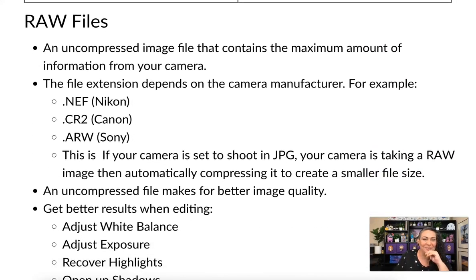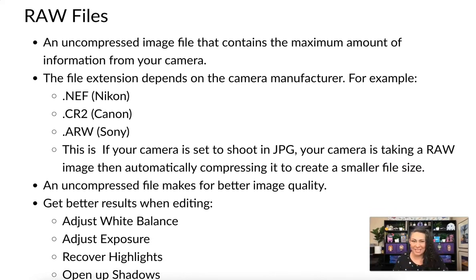So, a little bit more information on RAW files. Again, the uncompressed image file contains the maximum amount of information from your camera. Now, the file extension depends on the camera manufacturer. Let's talk about JPEG for a second. JPEG is always going to be .jpg or .jpeg. That doesn't matter, JPEG is JPEG. Now with RAW files, it depends on the manufacturer. Here are just a few. Every manufacturer basically has their own file extension for their RAW files. So .nef is Nikon, .cr2 is Canon, .arw is Sony.